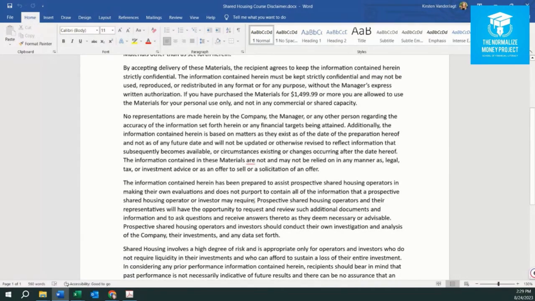In addition, the information contained in these materials are not and may not be relied on in any manner as legal, tax, or investment advice, or as an offer to sell or a solicitation of an offer. As we get into a lot of confidential proprietary information, it was necessary for me to read you this disclaimer.